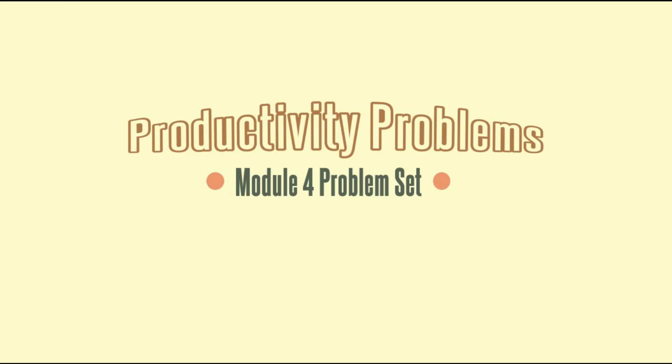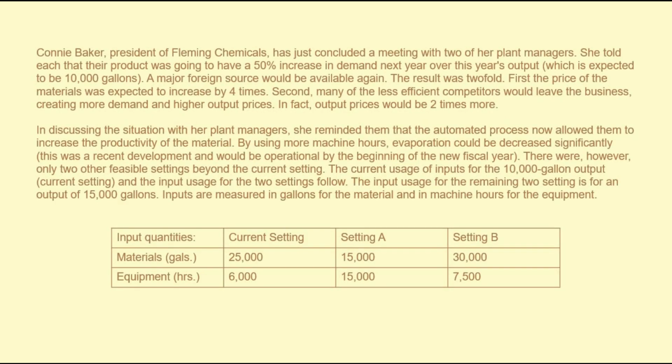So now we're going to solve a problem with regards to the last topic, which is productivity. Let me read the problem to you. Connie Baker, president of Fleming Chemicals, has just concluded a meeting with two of her plant managers. She told each that their product was going to have a 50% increase in demand next year over this year's output, which is expected to be 10,000 gallons.